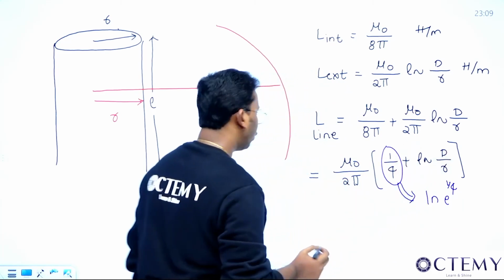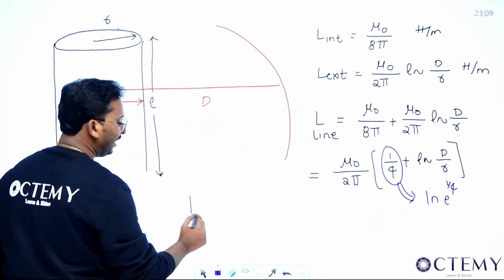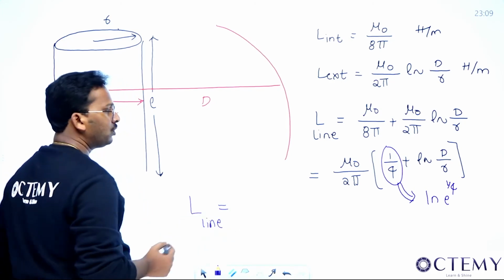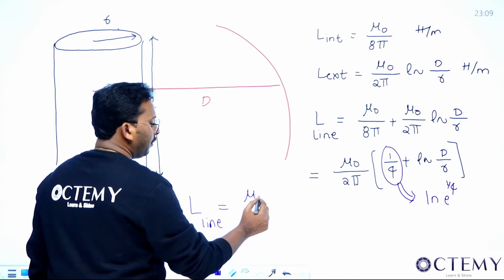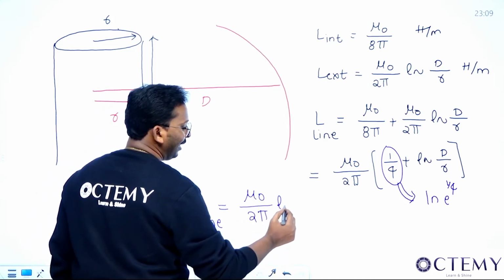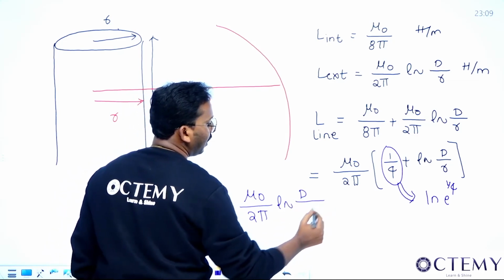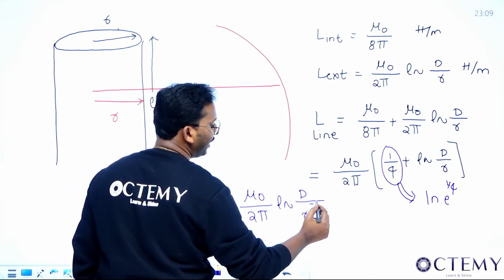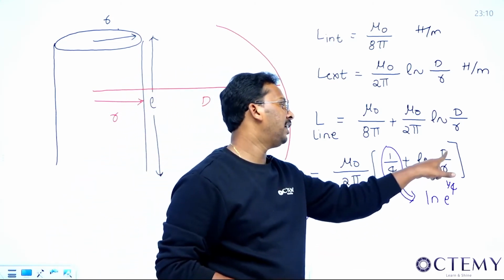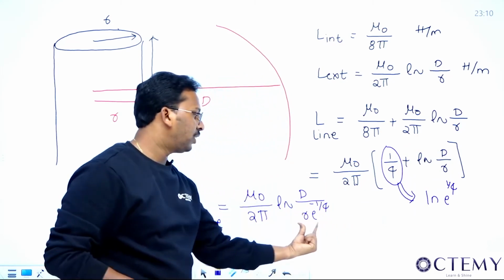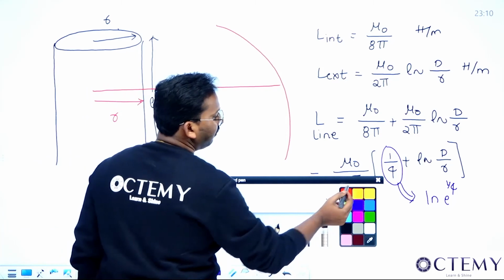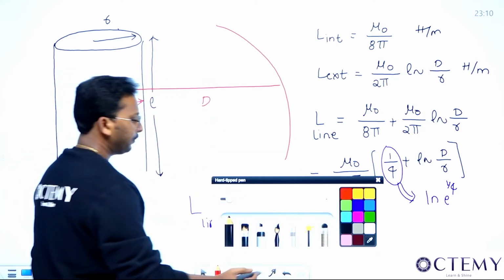Then I'll club these two and I can write the L line, total inductance of the line, should be equal to mu naught divided by 2 pi into ln d by r into e power minus 1 divided by 4. Because this gets multiplied here, d into e power 1 by 4 by r. So I put it in the denominator, r into e power minus 1 by 4. So the final formula is like this.